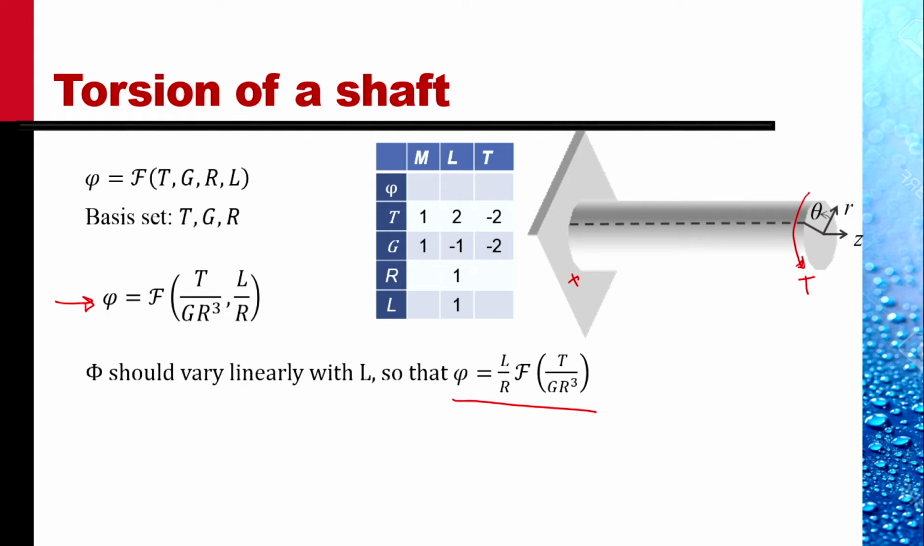We know from our theory of mechanics of material that this function of T divided by G R cubed is simply T by G R cubed, and so the twist is L into T divided by G R raised to the power 4 times a constant. But can we improve the result from dimensional analysis alone?